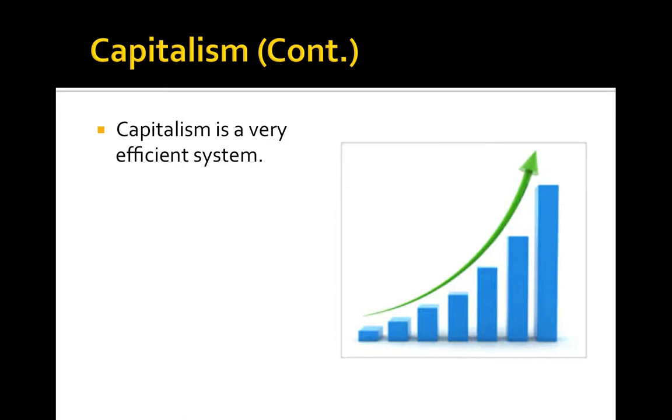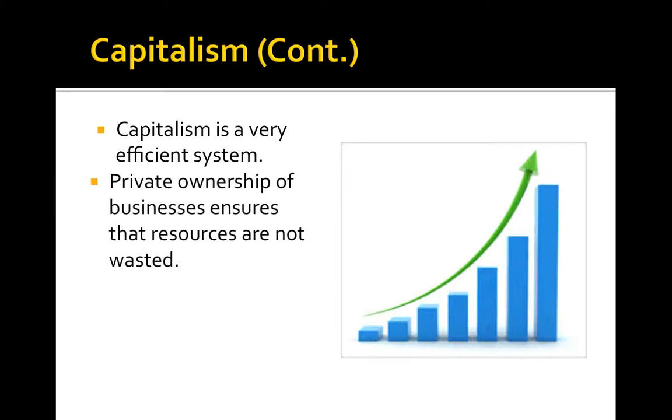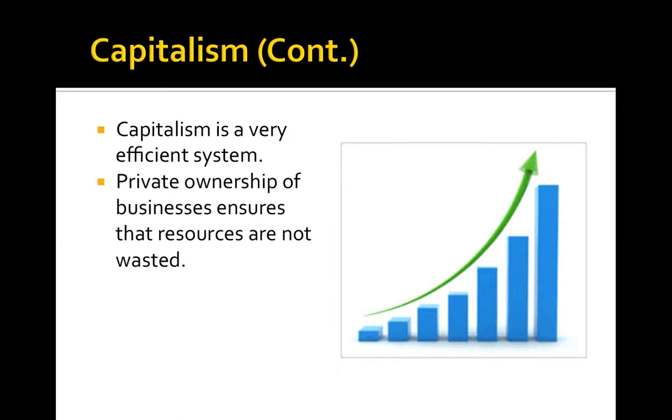Capitalism is a very efficient system. Private ownership of business ensures that resources are not wasted. If you're trying to make a product at the best possible price, you are not going to waste materials or time or anything else. Businesses that waste resources will not last.